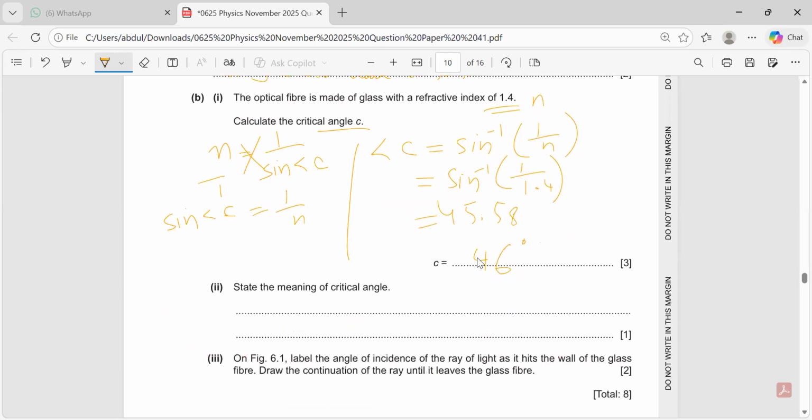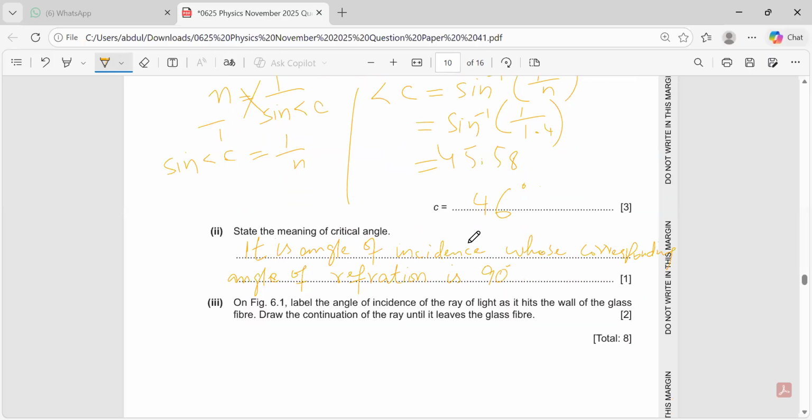State the meaning of critical angle. Now this is the definition, my dear friends. It is the angle of incidence whose corresponding angle of refraction is 90 degrees, my dear friend.